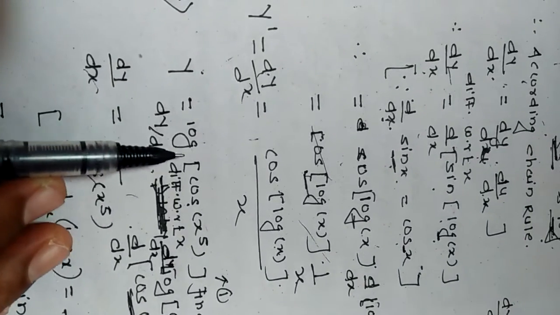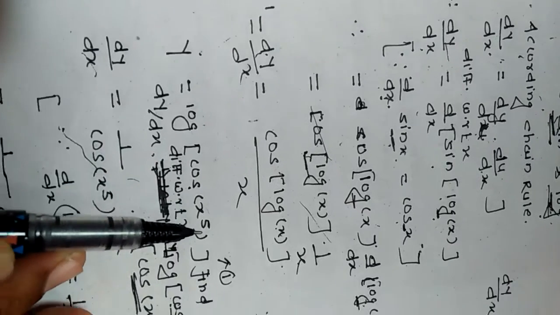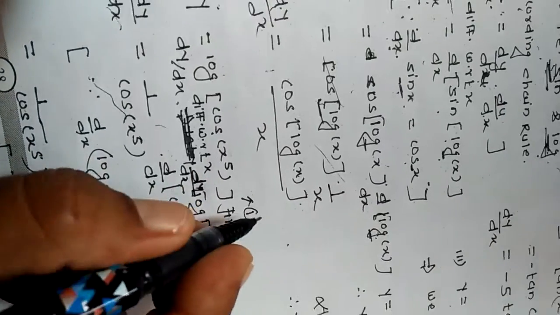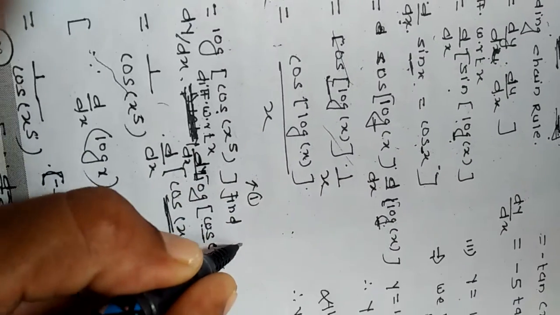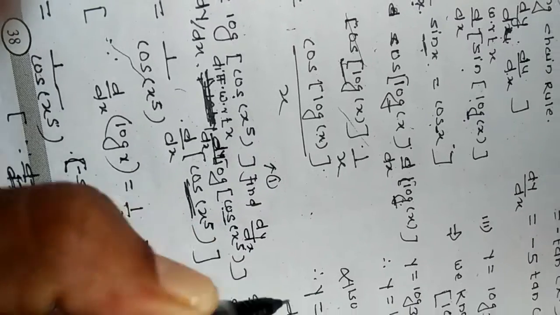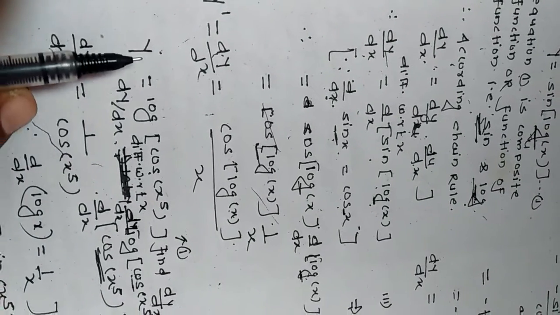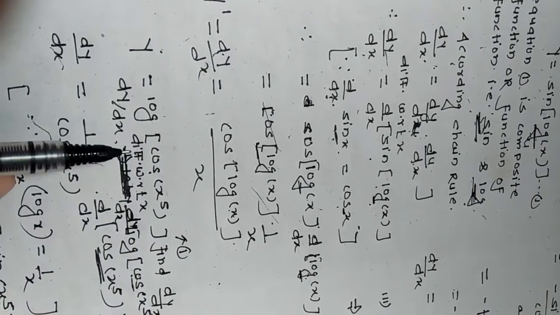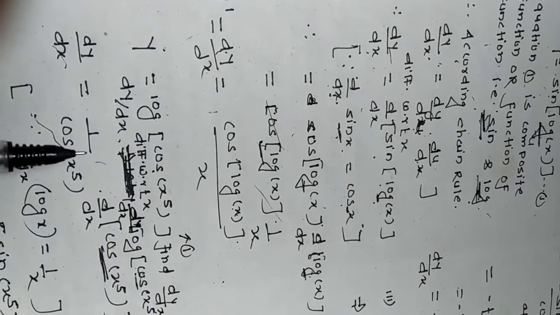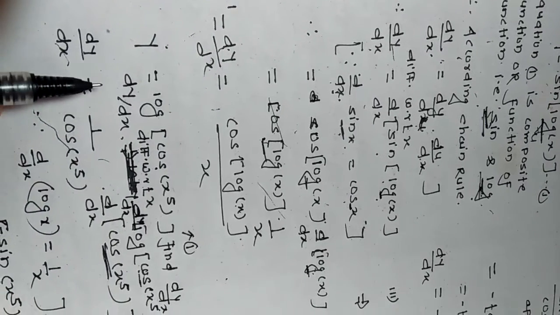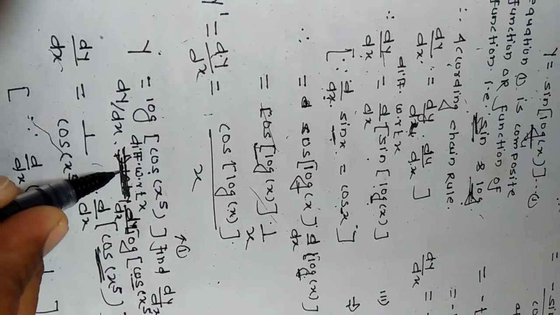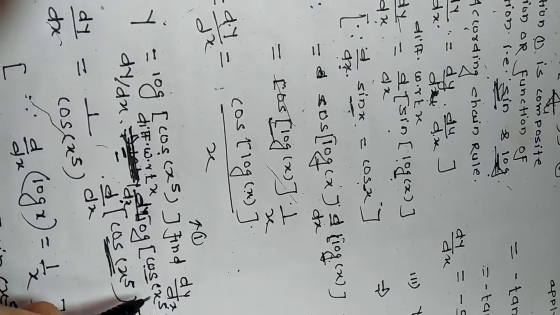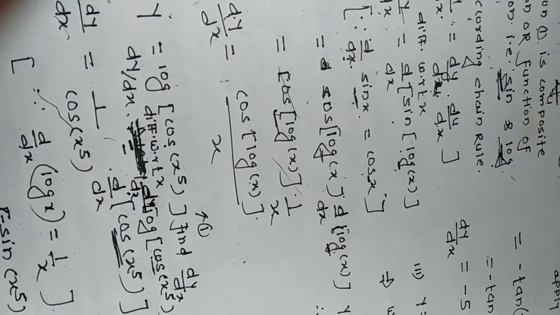Let y equal log cos x to the power 5. We have to find dy by dx. Let y equal log cos x to the power 5, and call this equation number 1. Now differentiating with respect to x, dy by dx is equal to the derivative of log of cos x to the power 5.